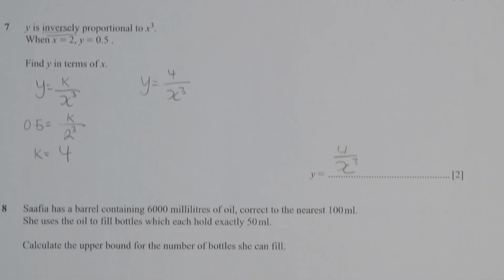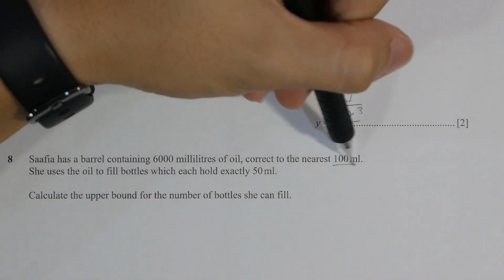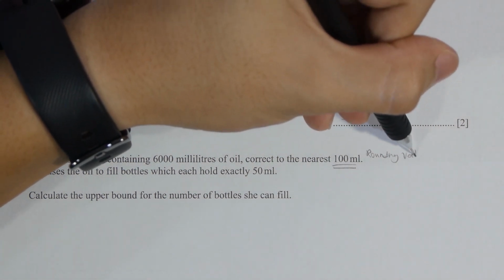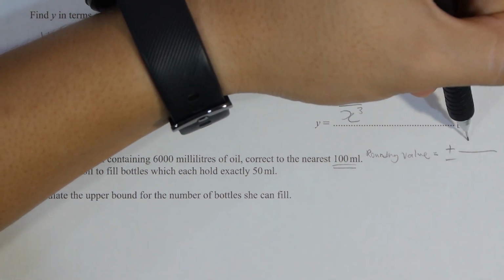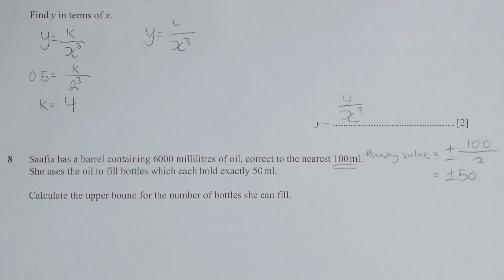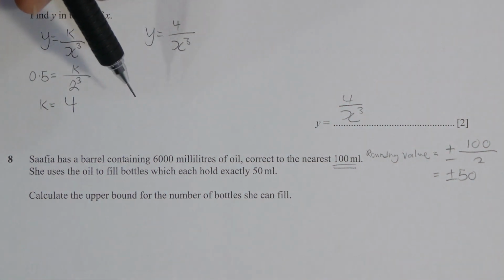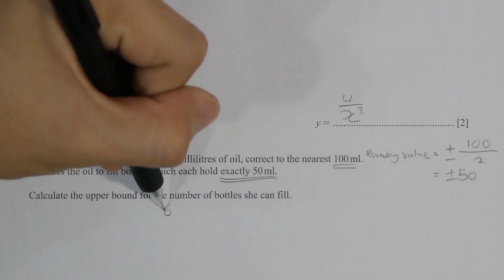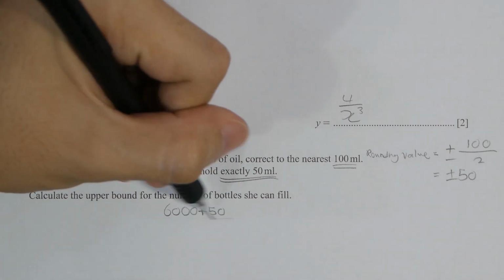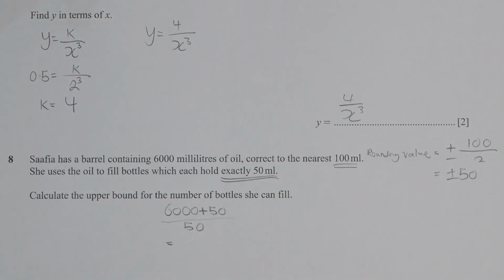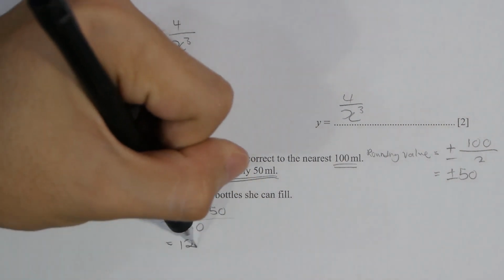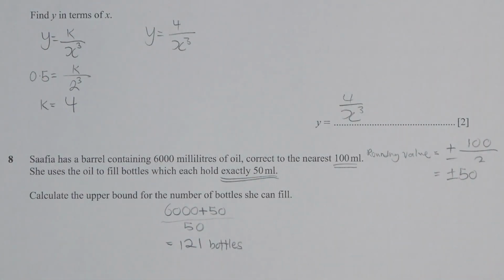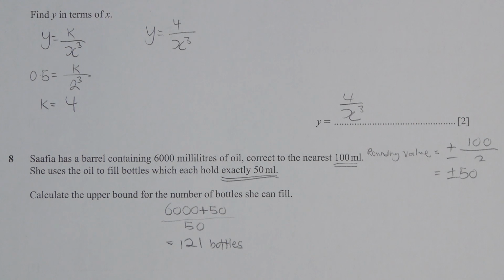Whereby for question 8, you're required to find the rounding values of the variables involved first. For the 6,000 milliliters of oil, it is rounded to the nearest 100 milliliters, so the rounding value will actually be plus minus 50. She uses the oil to fill bottles, each holding exactly 50 ml. Find the number of bottles she can fill. So your 6,000 is required to plus 50, because it's the highest possible value. Then divide it by 50, you will arrive at 121 bottles.